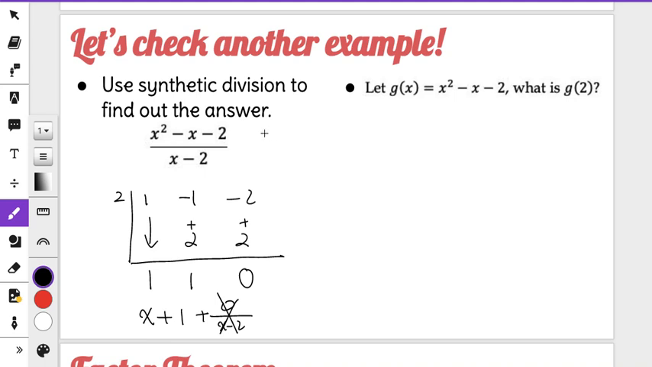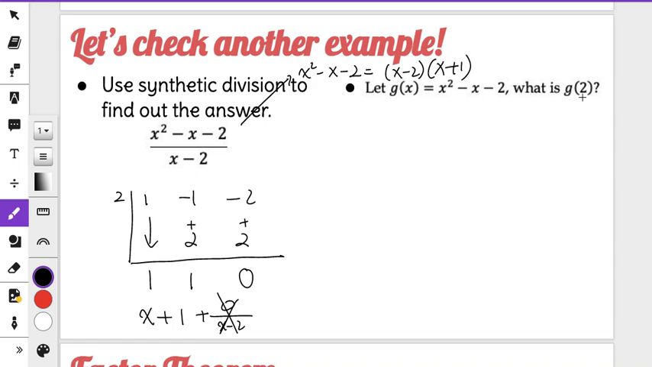Very similar to the previous example, I can also rewrite this one as x squared minus x minus 2 equals x minus 2 times, because this is the quotient, x plus 1. Some students may already notice, oh, this is like the factoring we did before, right? So in this example, we actually use division to look at factoring from a different perspective.